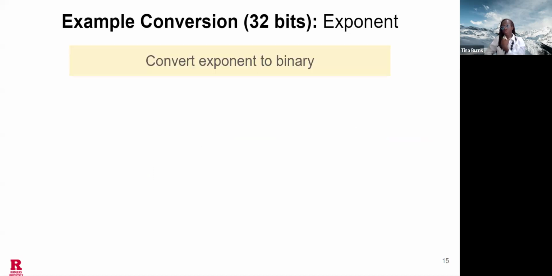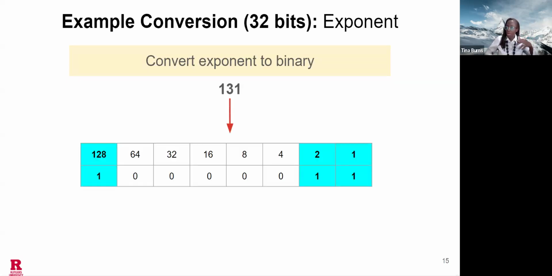I can go ahead and convert this to binary to get my exponent representation. 131 in binary, same format. It's basically going to be this number here, because I know if I add 128 and these two here, I will get 131. So the binary representation is 1 0 0 0 0 0 1 1.